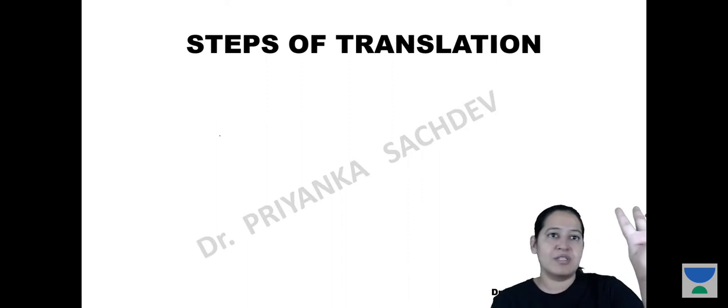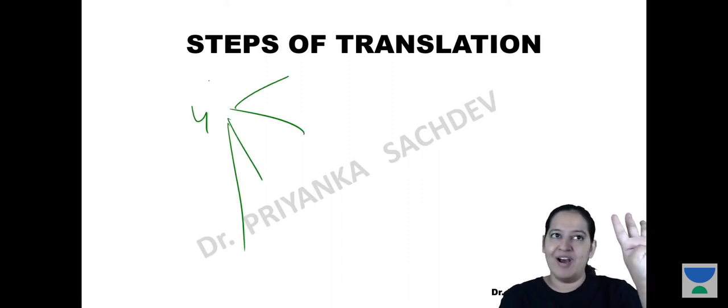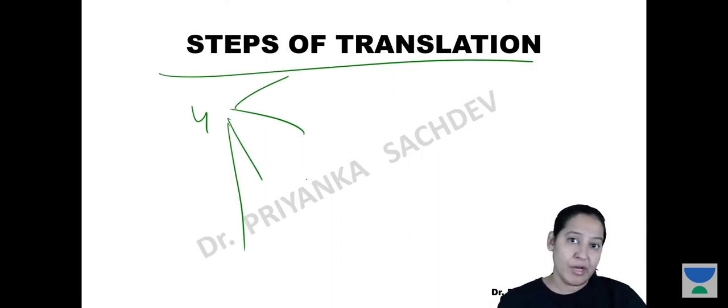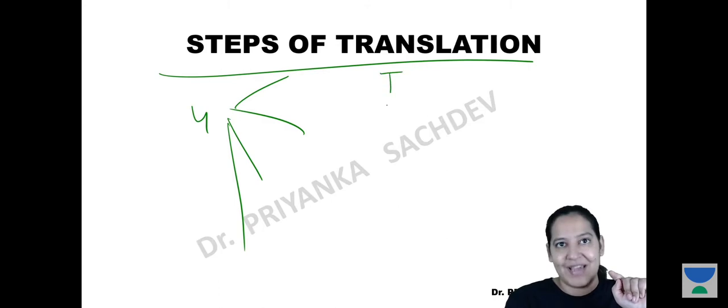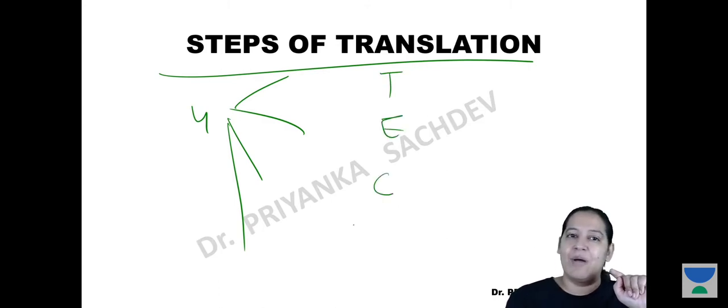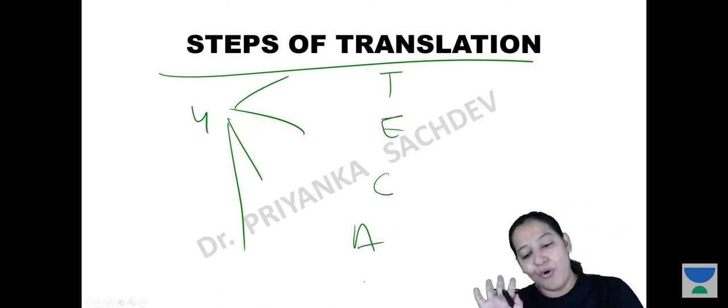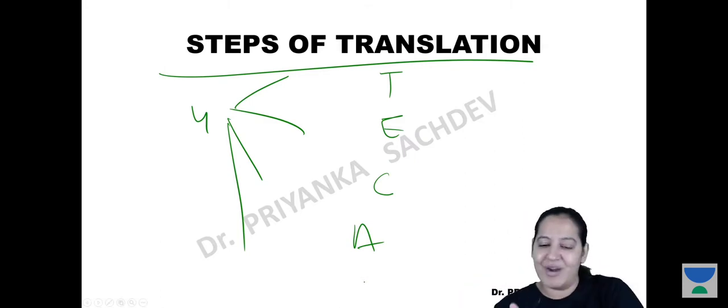Now there are 4 steps. You have to learn the 4 steps of translation one by one according to the windows. So the 4 steps will be blocked by 4 antibiotics. The first step will be blocked by tetracycline, second will be erythromycin, third will be chloramphenicol, then aminoglycoside, likewise. So 4 antibiotics blocking the 4 steps. You have to understand these 4 steps.